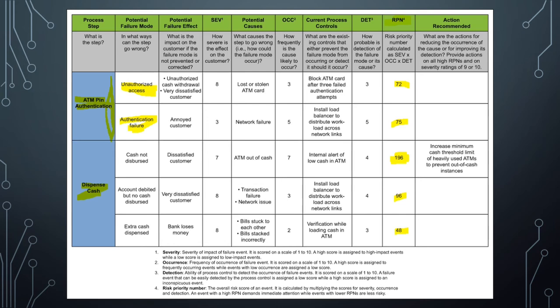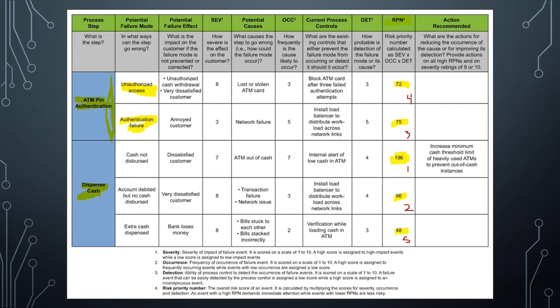And so they're just saying increase the minimum threshold limit so that the ATMs could hold more. So you would start at your highest RPN number, and then you would work down. So this first one, where we have 196, this would be your first priority. 96 is the next highest score. This would be your second priority. Then we would have third and fourth, and then this one would be last.